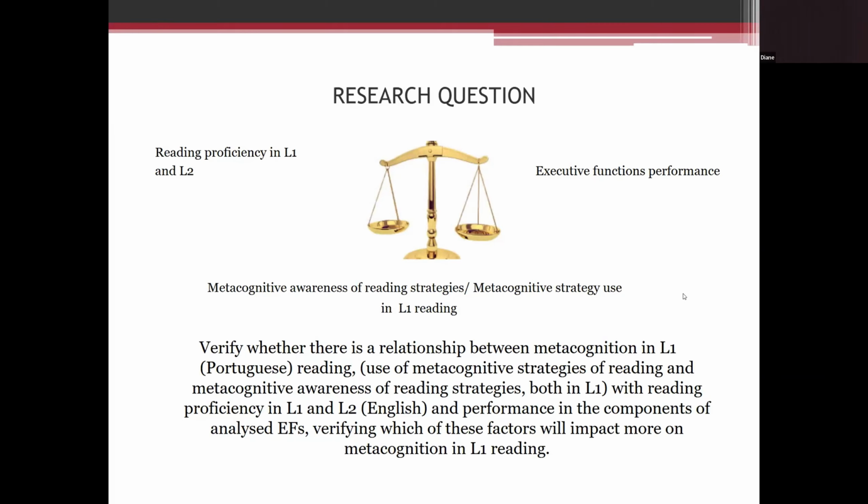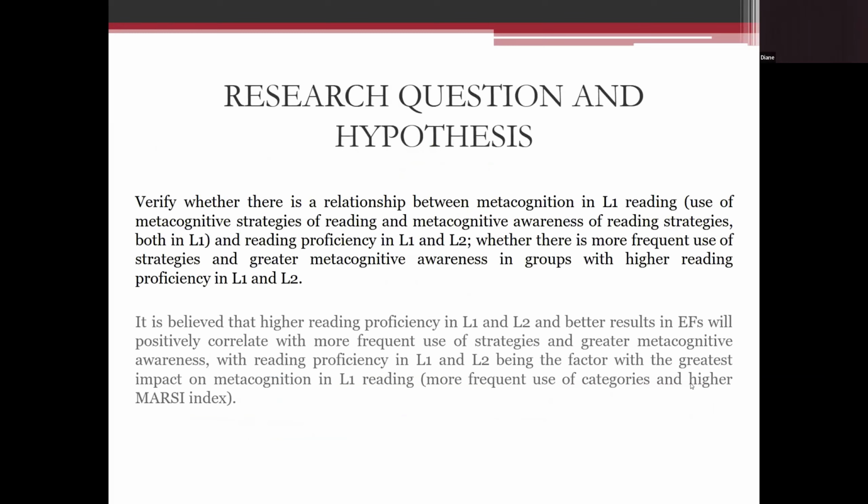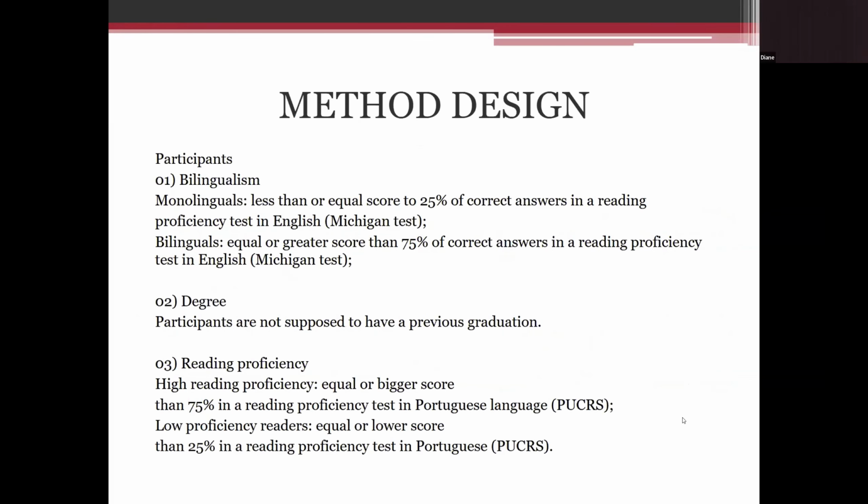Next slide, please. So our main hypothesis is that we believe that higher reading proficiency in L1 and L2 and better results in executive functions will possibly correlate with more frequent use of strategies and greater metacognitive awareness, being proficiency in L1 and L2 the most important factor. Next slide, please.